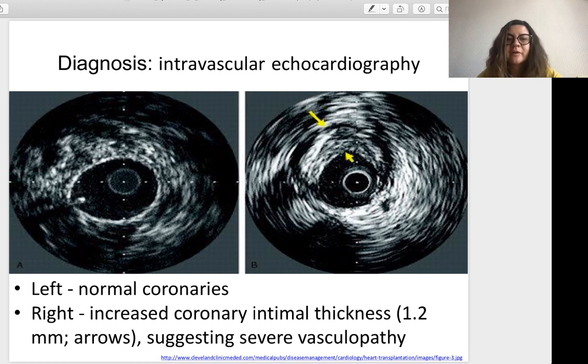We can do intravascular echocardiography. In the left picture you can see normal coronaries. At right it is increased coronary intimal thickness. Here it is 1.2 millimeter. You see it by arrows, suggesting severe vasculopathy.